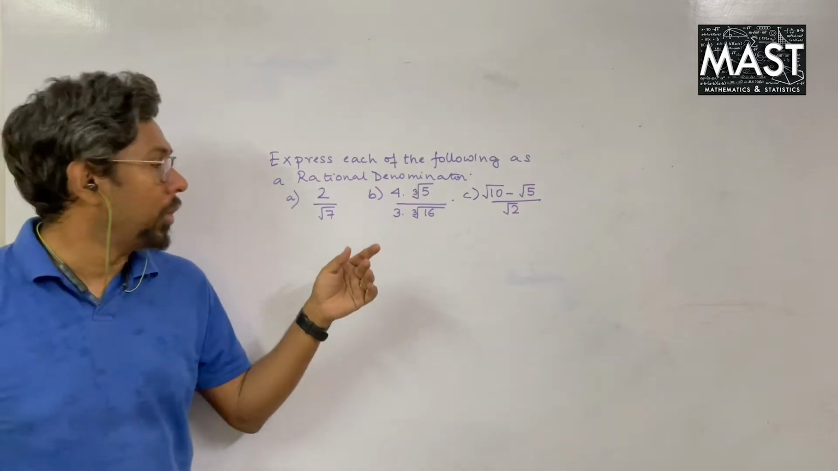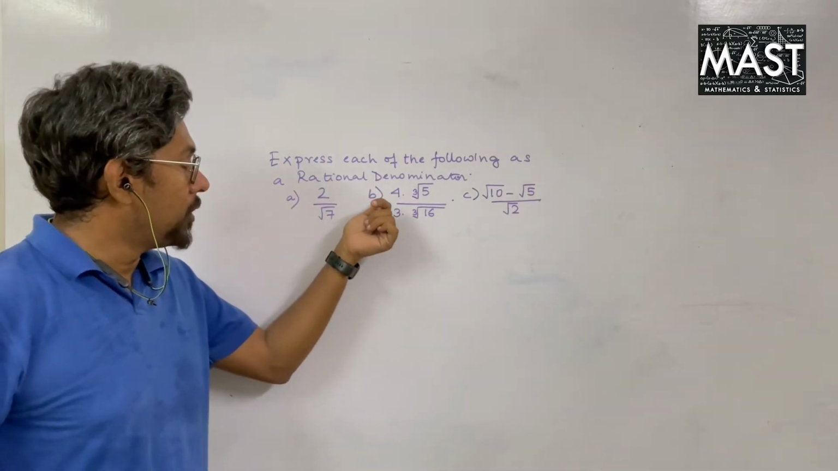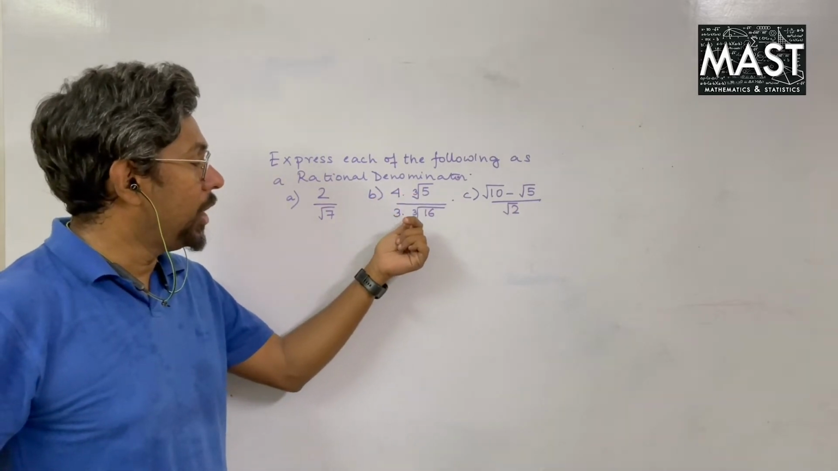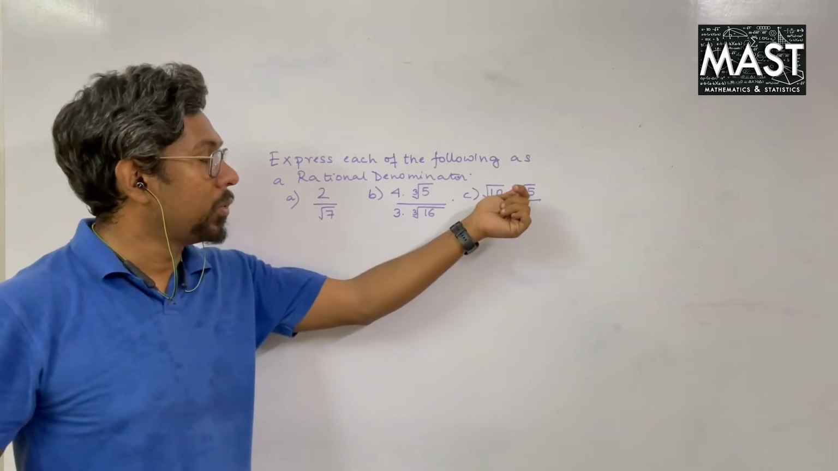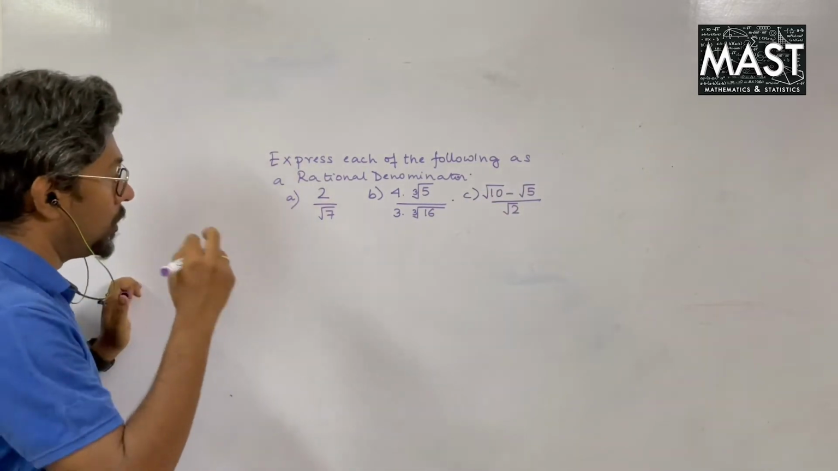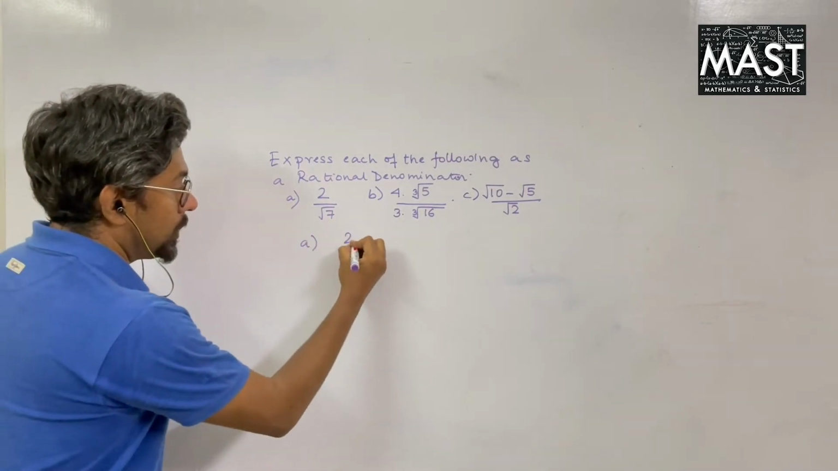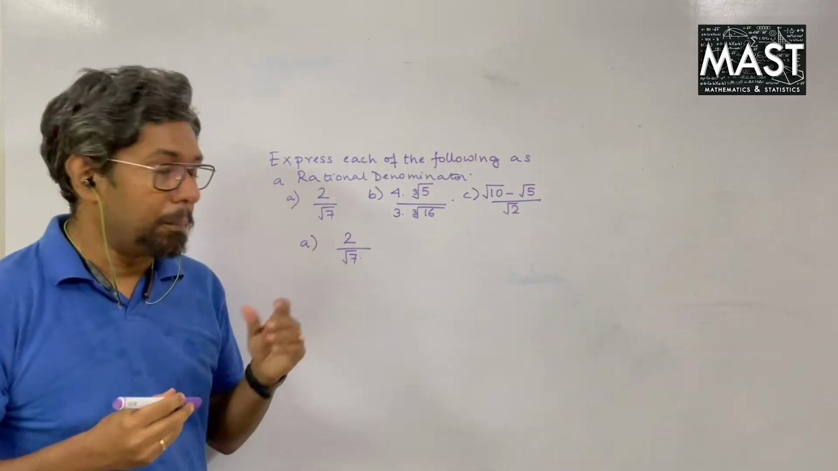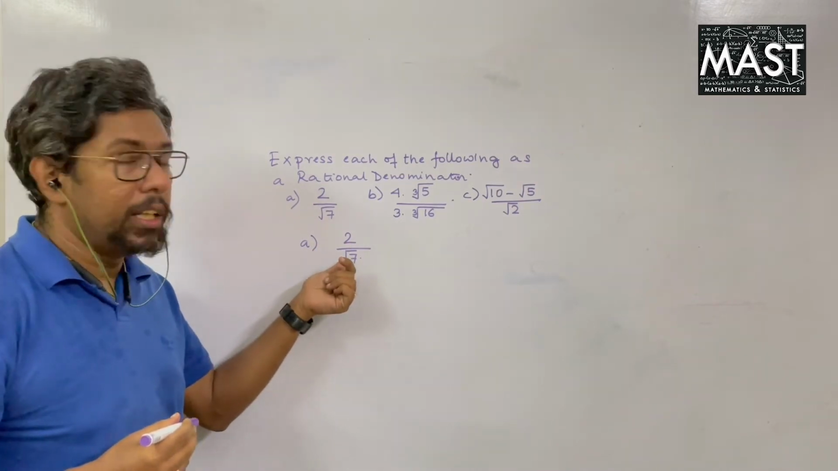Express each of the following with a rational denominator. First, 2 by root 7. Second sum is 4 into cube root of 5 by 3 into cube root of 16, and the third sum is root 10 minus root 5 by root 2. So when we are solving the first sum, which is 2 by root 7, there is only one monomial surd in the denominator.